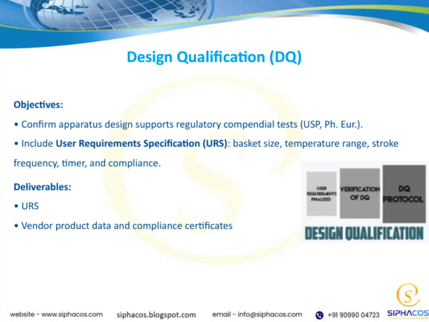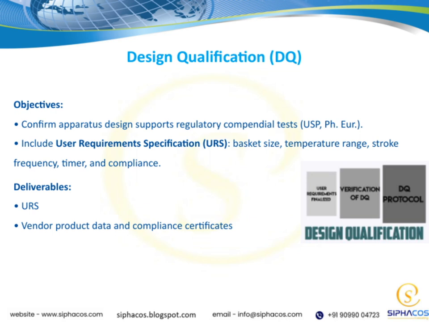Now, let's talk about design qualification, or DQ, which is a crucial step in our process. The main objective here is to make sure that the apparatus we select is designed properly to support the regulatory compendial tests, like those outlined by the USP and the pH. These standards are essential for ensuring our equipment meets quality and safety requirements.